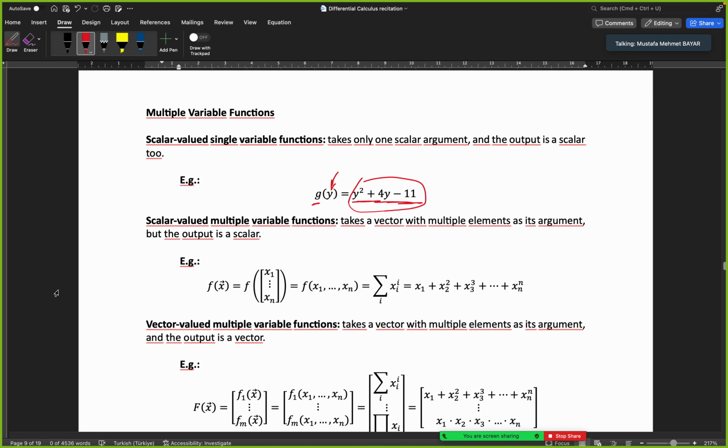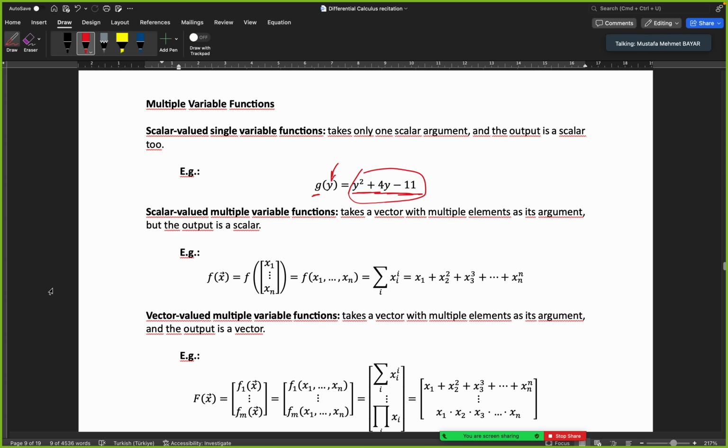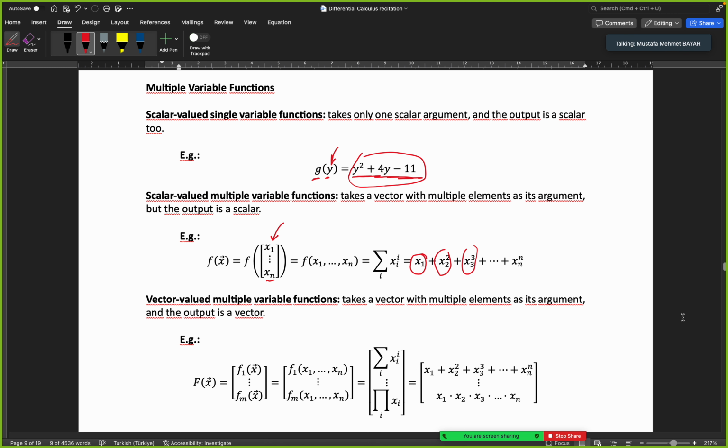Then we may have scalar valued multiple variable functions. And now the argument is not a scalar, not just y, but a vector which has many components. Then the function is something like this: x1 plus x2 plus, blah blah, something of x3, x5, xn, it goes on and on. So it is a function of many variables, several variables.